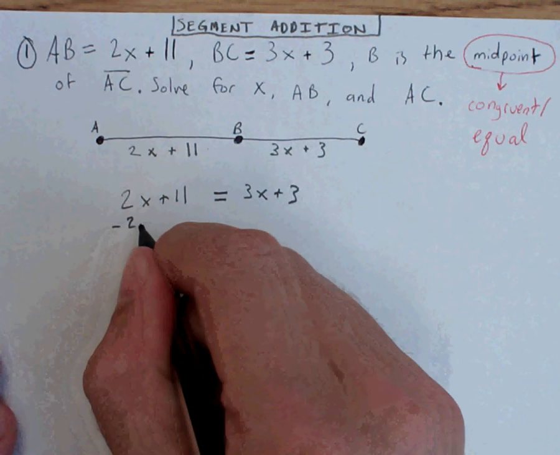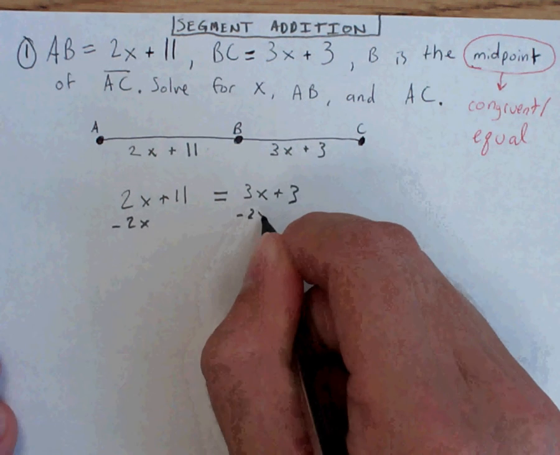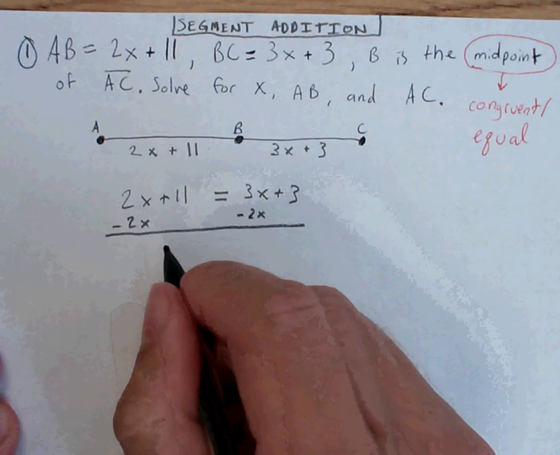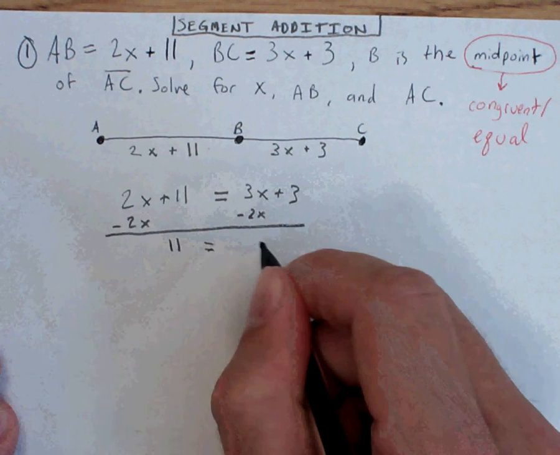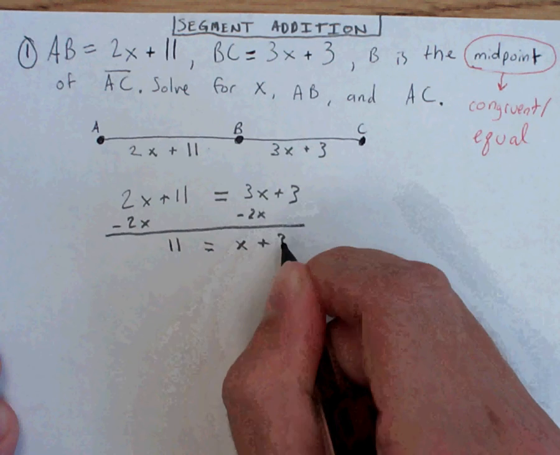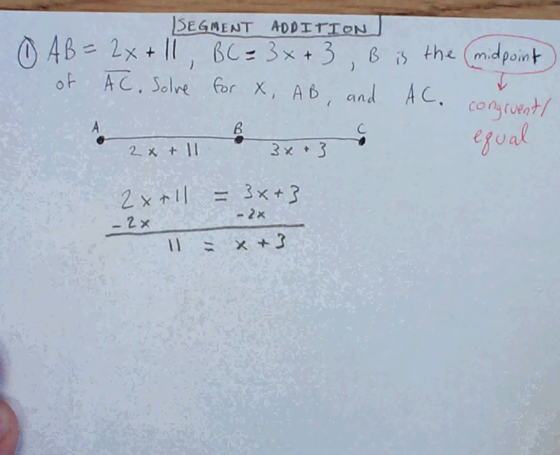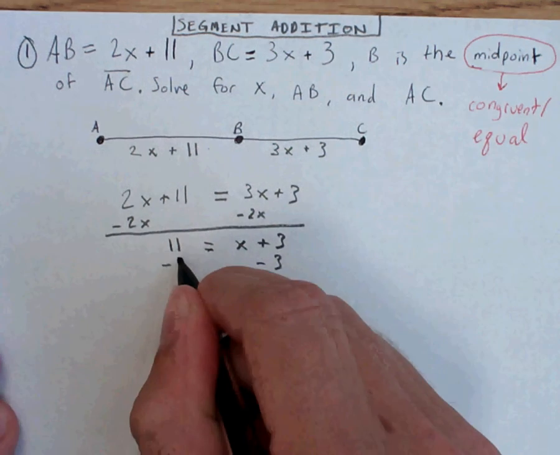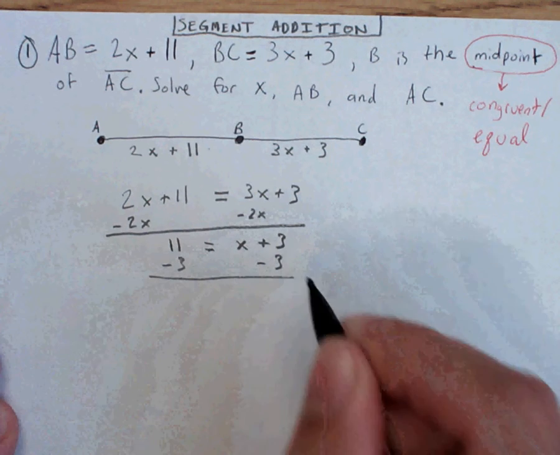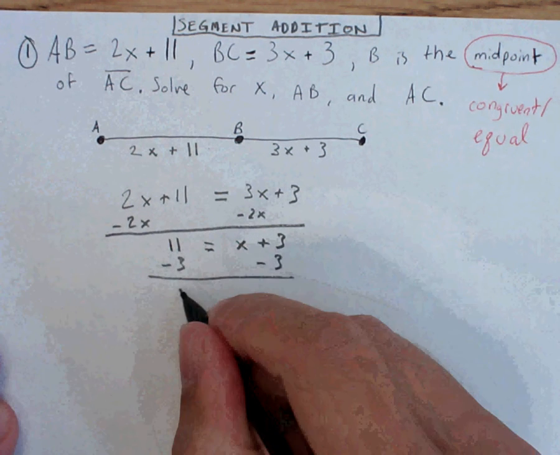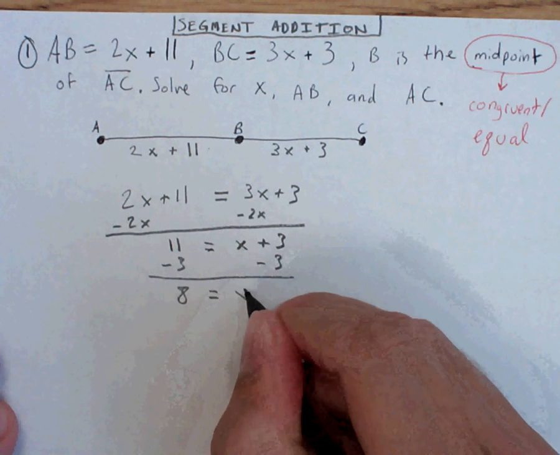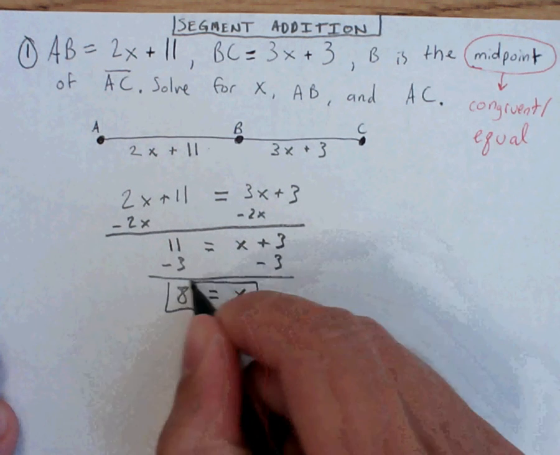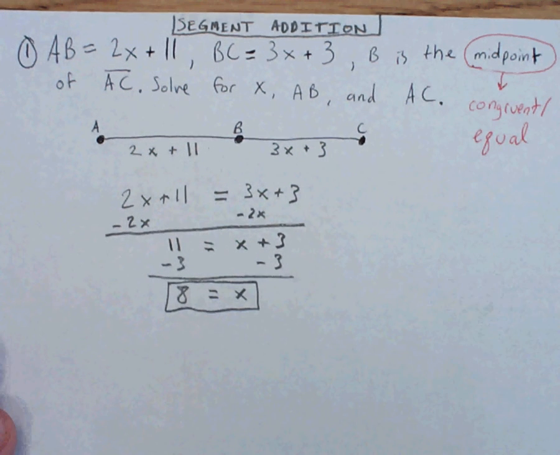Subtract 2x from both sides. And I'm going to rewrite my equation. 11 equals x plus 3. Subtract 3 from both sides. Rewrite my equation again. 8 equals x. Okay, great. Now I'm going to box my answer, because it's like, yay, we're done.